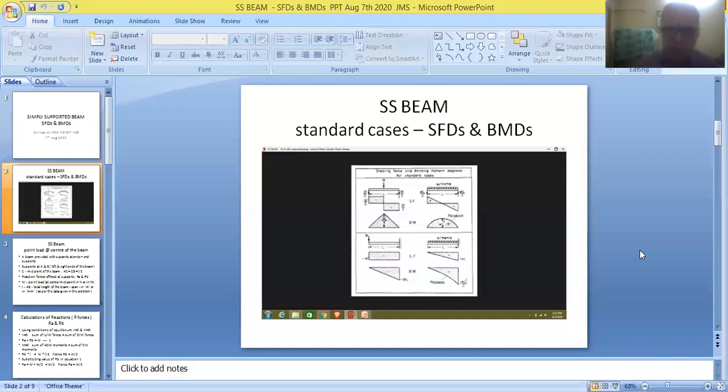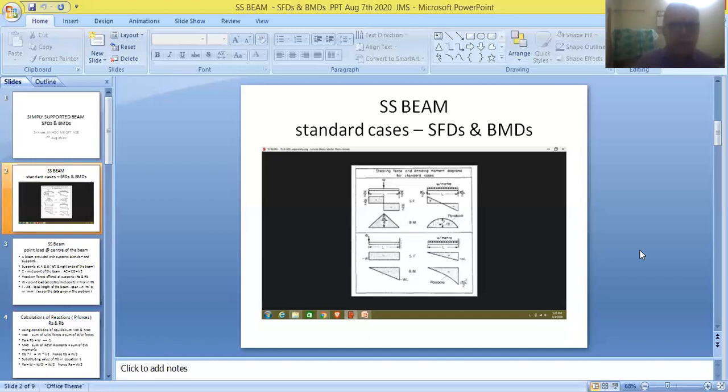Now, friends, secondly, we have to take moments about point A, that is, sigma M about point A will be equivalent to 0. So we are using the second condition of equilibrium. Now, in this case, the sum of clockwise moments will be equivalent to the sum of anti-clockwise moments. Clockwise moments are written on one side of the equation, and the anti-clockwise moments on the other side.